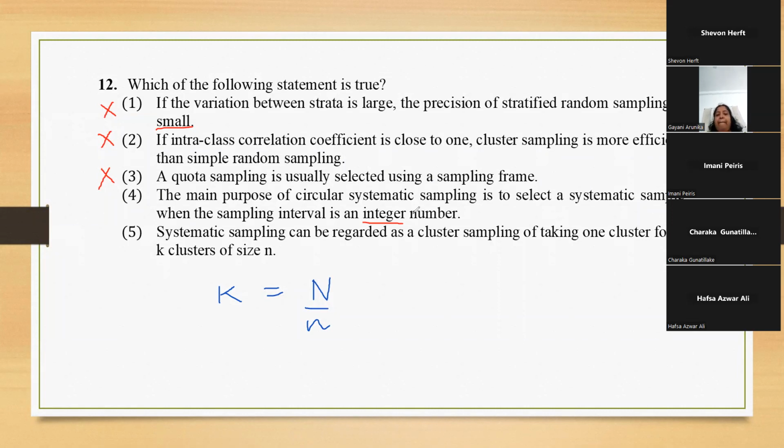If it is an integer, you can implement linear systematic sampling.